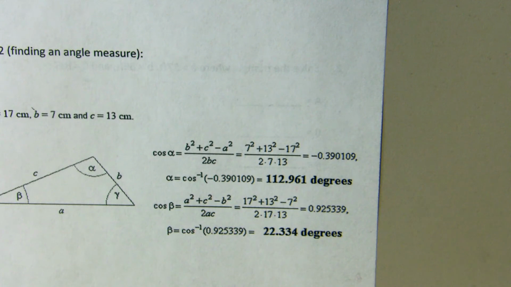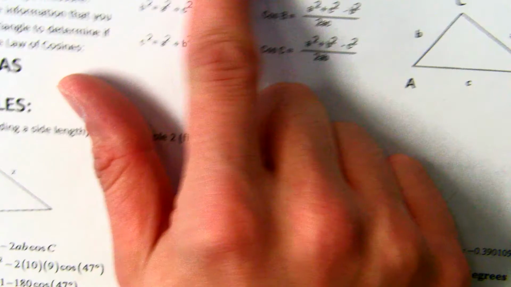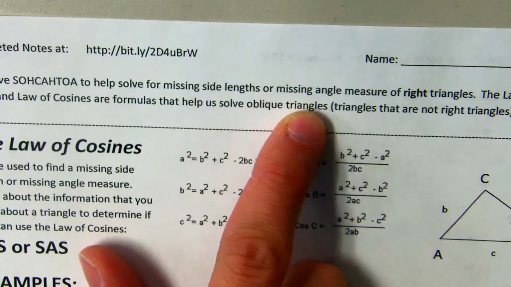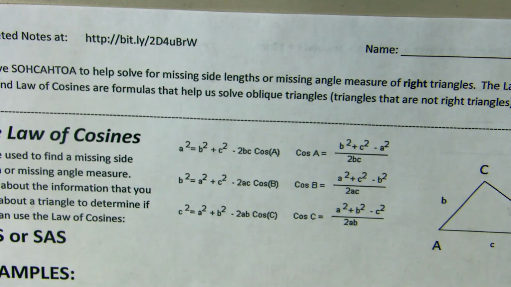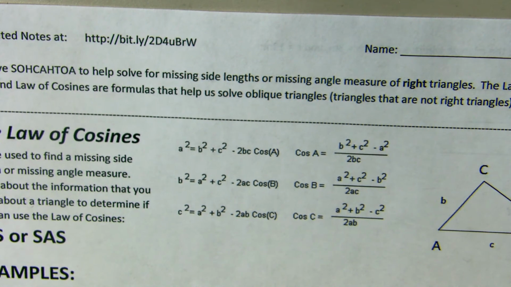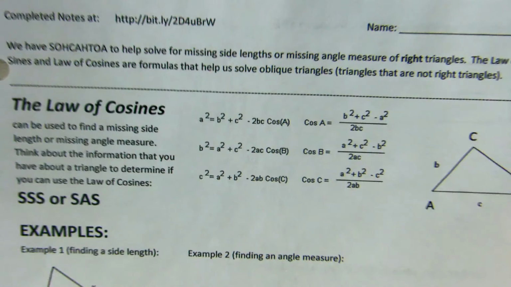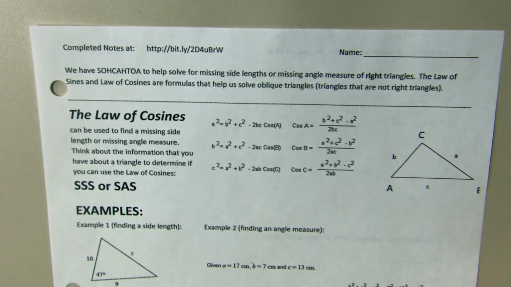So what it is, it can help you find side lengths and angle measures. And, like the law of sines, it does not require a right triangle. So for any type of triangle, if you want to find a side length or an angle measure, the law of cosines is one way to do that.